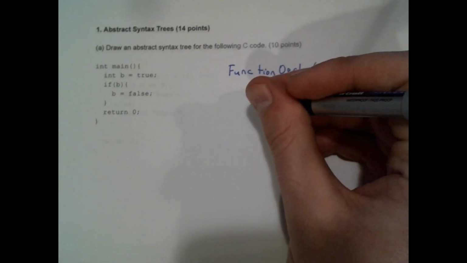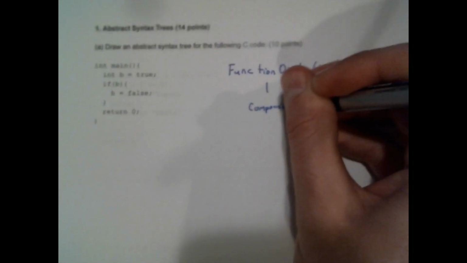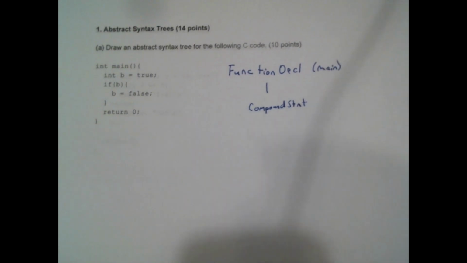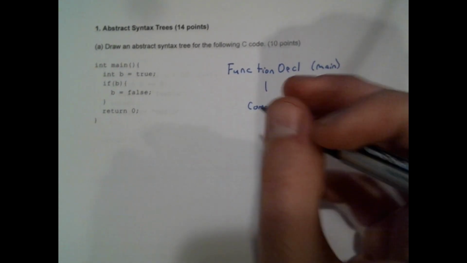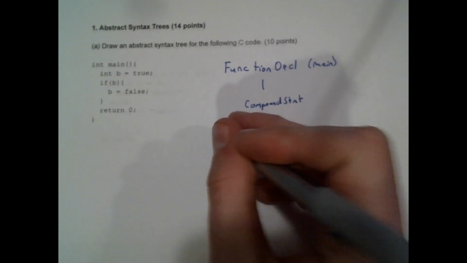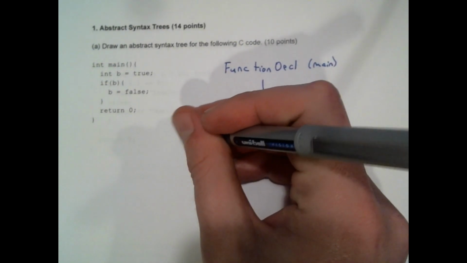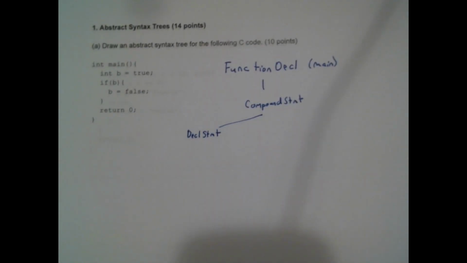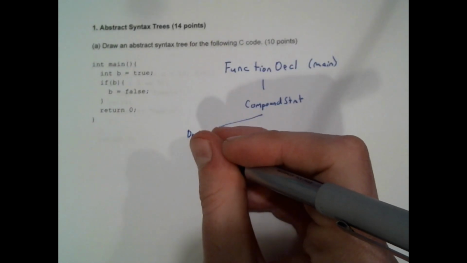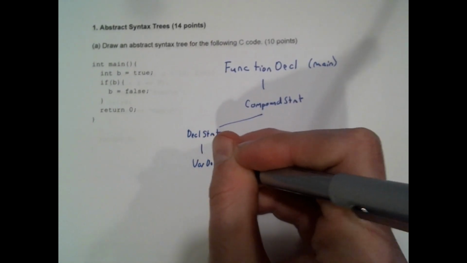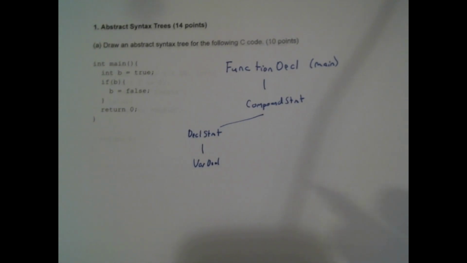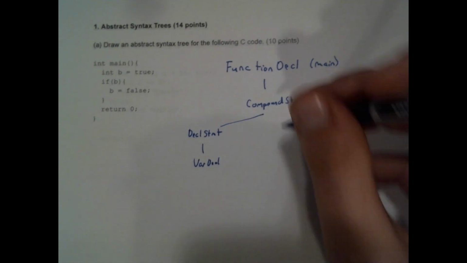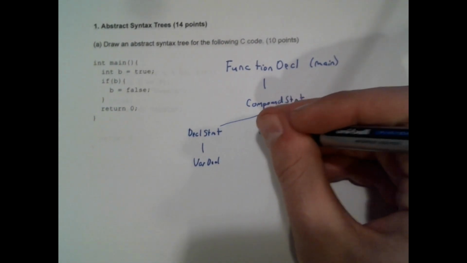And then we'd have a compound statement, which is the body of the function. In that compound statement, we would have probably a decl statement, which is the int b equals true. Within that decl statement, we'd have a var decl, and we could expand that, potentially to include the initializer as well, though it's not super necessary there. Really, just the decl statement's probably good. And then we have an if statement.